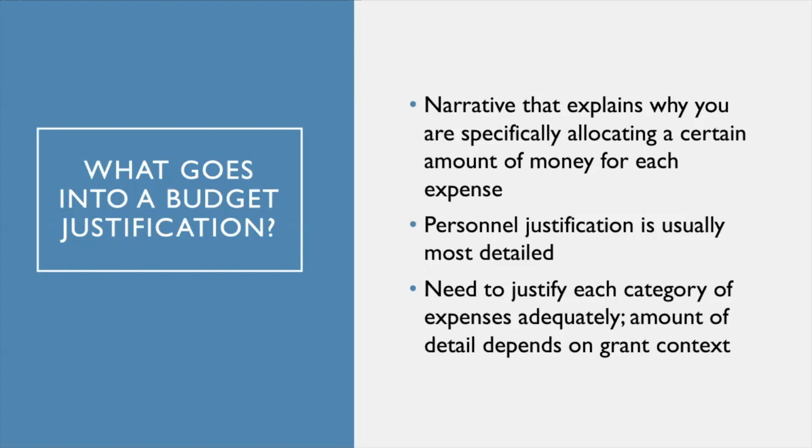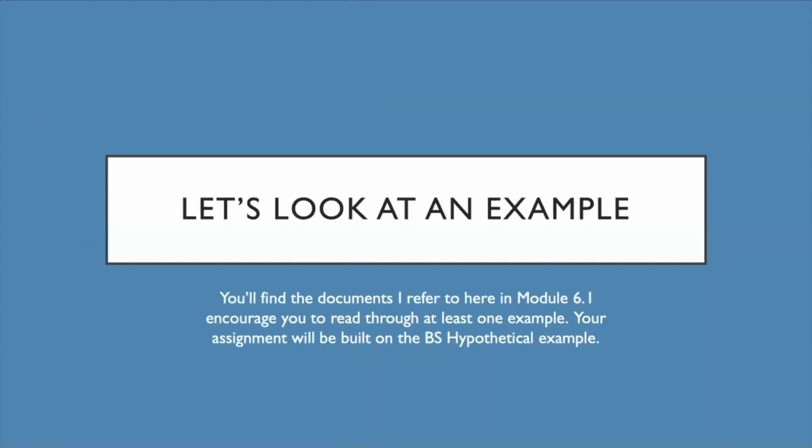If you don't justify a category, you may be in a situation where the funder says, hey, we'd really like to give you this grant, but we won't let you spend money on this, and you can basically decide if that's okay with you. So let's take a look at an example.